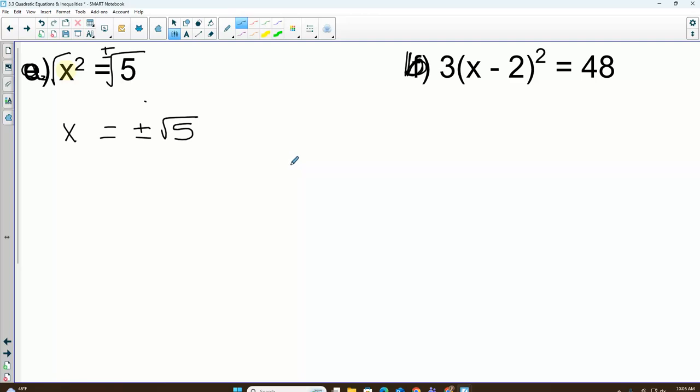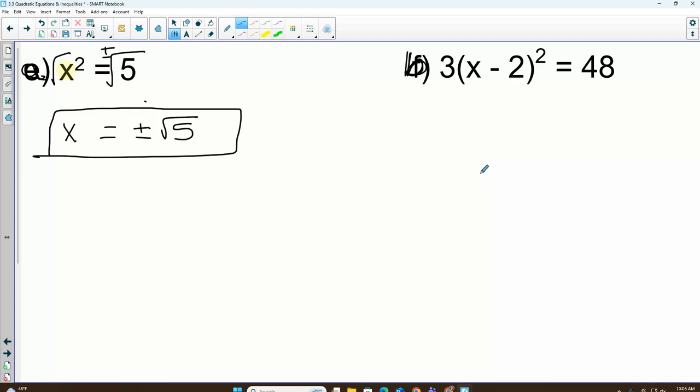I do expect your exact value, so I want it in radical form, but it does need to be in lowest terms. Can we break down the square root of 5? No. That's called the square root method. If x is already by itself, you can just solve it by a square root.